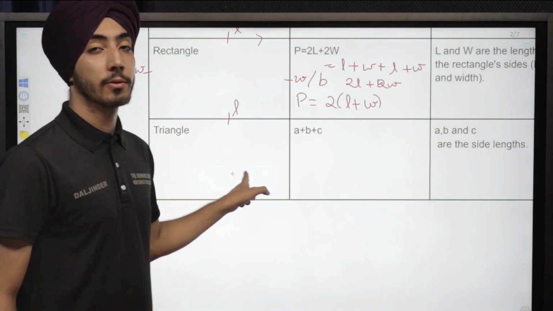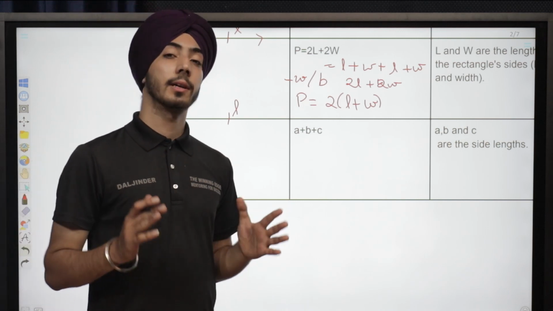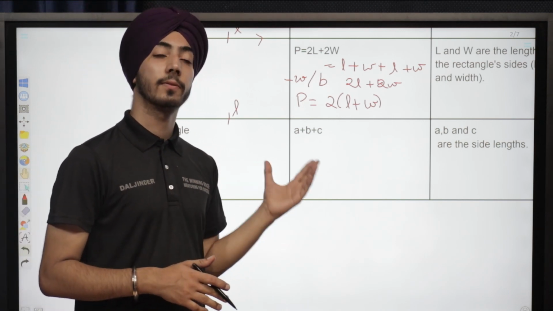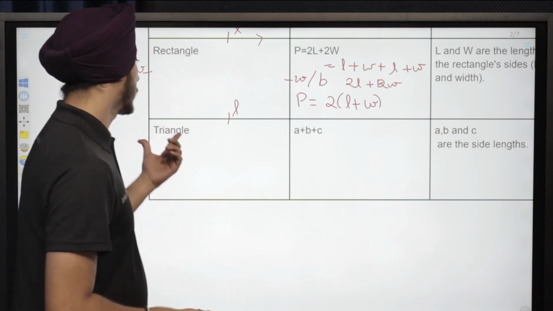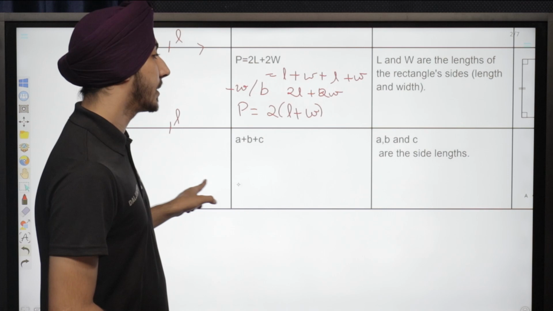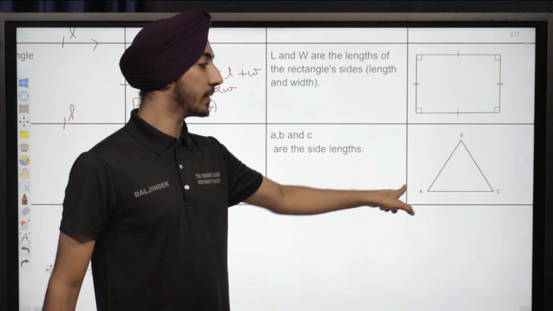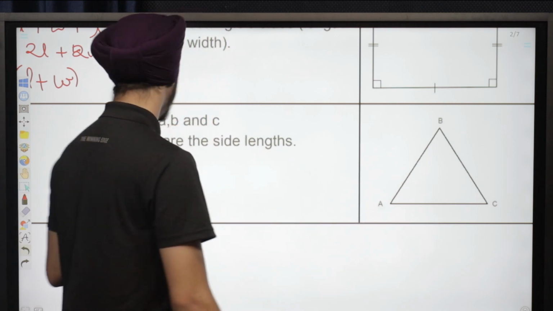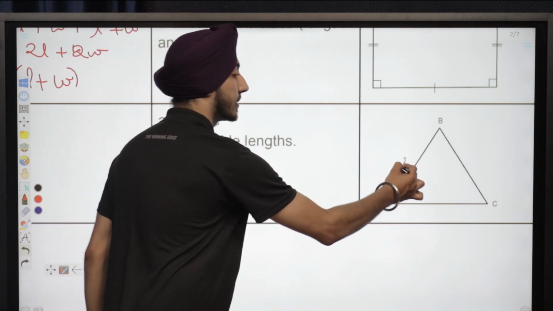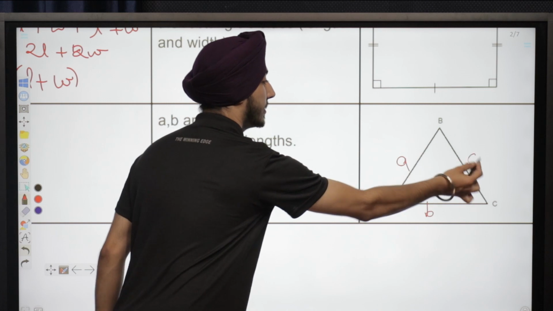Then the third figure which you are going to see in area perimeter is triangle. Triangle is very important, not only the concept of lines and angles wala, but here in area and perimeter also. So this is a triangle. It has three sides, as you can see here. This is a figure of a triangle. It has three sides, A, B and C. So I'll denote it as A, B, C. Let's name this side as A, this side as B, this side as C.